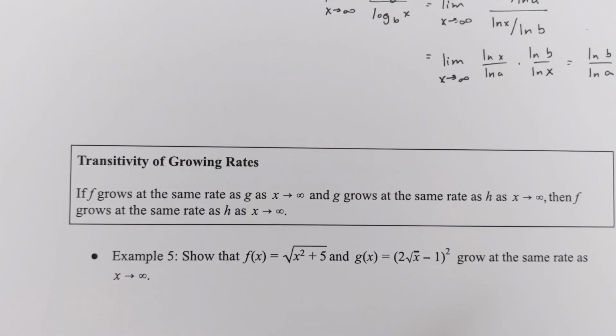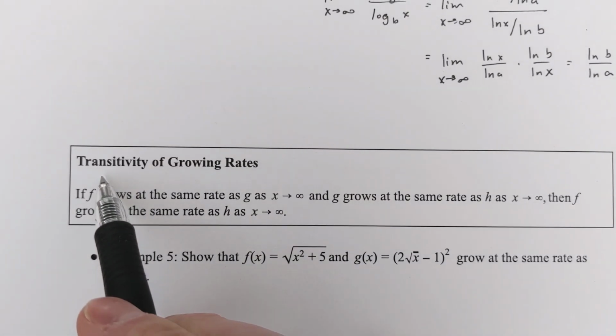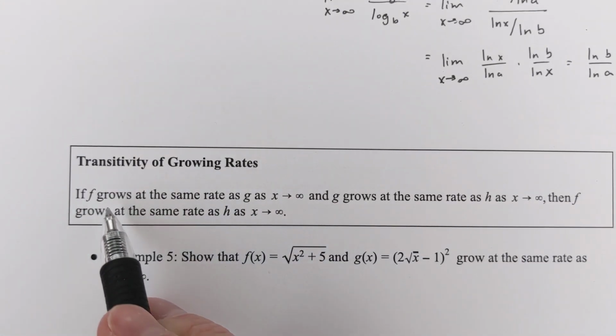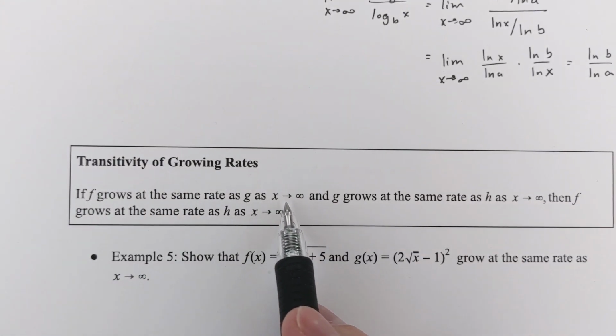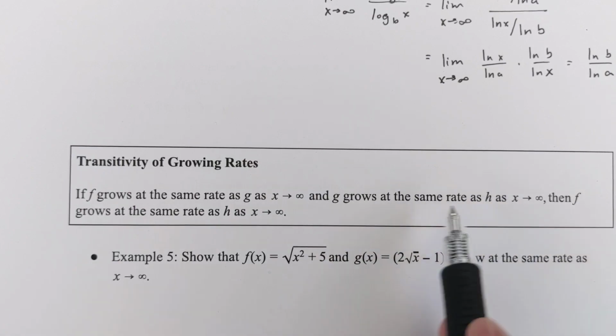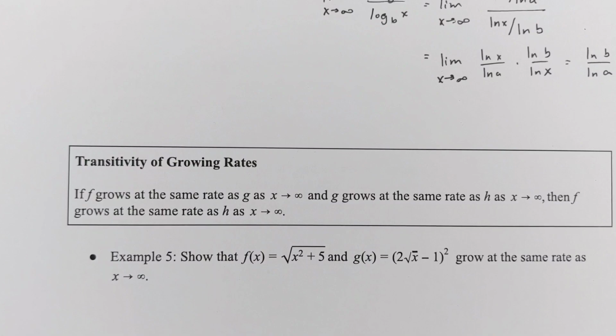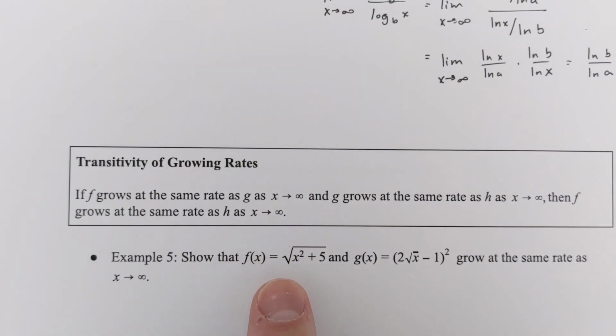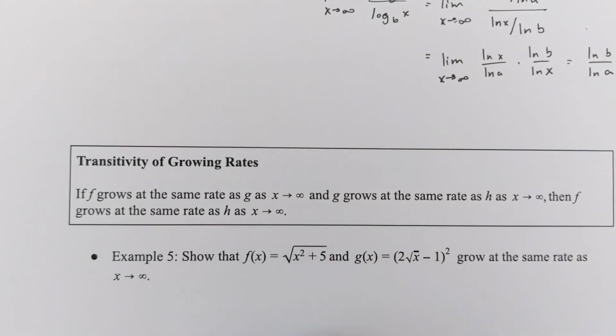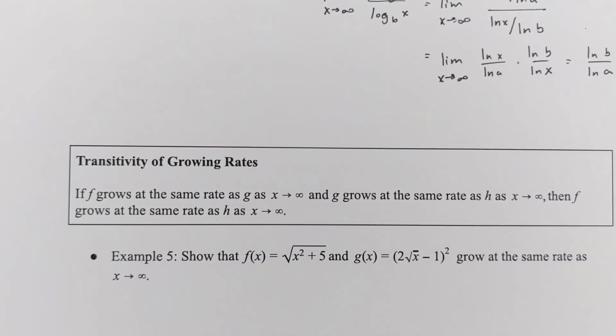All right, transitivity of growing rates. If f grows at the same rate as g as x goes to infinity, and g grows at the same rate as h, then f grows at the same rate as h. So we can think of it kind of like the transitive property: if a is equal to b and b is equal to c, then they are equal to each other. So show that f of x equals root x squared plus 5, and g of x grow at the same rate as x goes to infinity.